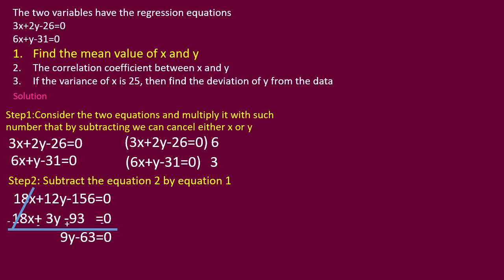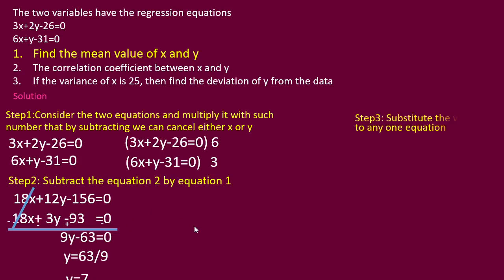Again, I should simplify this equation so that I'll get the y value. I'll keep the y on the left hand side itself. So minus 63 becomes plus 63 on the right hand side, and multiplied by 9 becomes divided by 9 on the right hand side. So 63 divided by 9, the y value is 7. Now I got the y value.